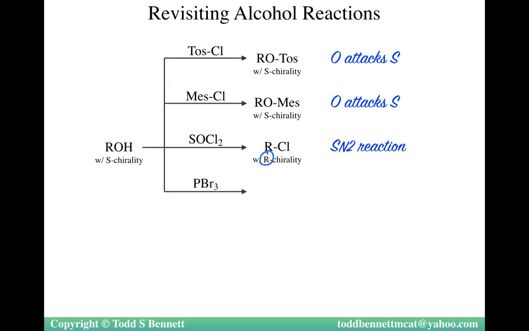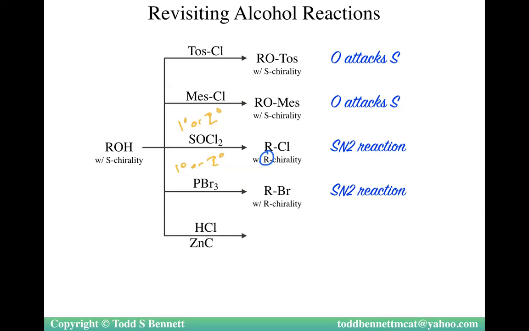PBr3 does the exact same thing. O will attack the phosphorus, kick out a Br, which comes in from the backside. So this will only work with primary or secondary. This reaction will not work on tertiary because tertiaries do not get SN2 reactions. Okay. You can also add HCl and protonate it, make water.